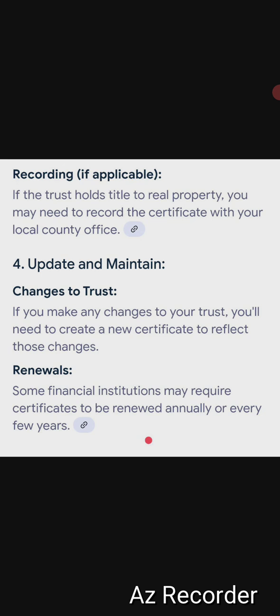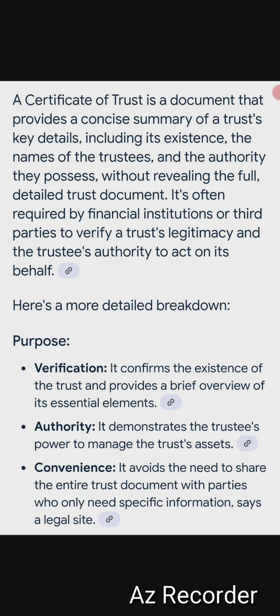Okay, all right, now we're about to go into a little bit more detail of the same topic. Stay on the bus. A certificate of trust is a document that provides a concise summary of a trust's key details. It summarizes the key details of your trust indenture, including its existence, the names of the trustees, and the authority they possess. Now, I want you people to pay attention to something.